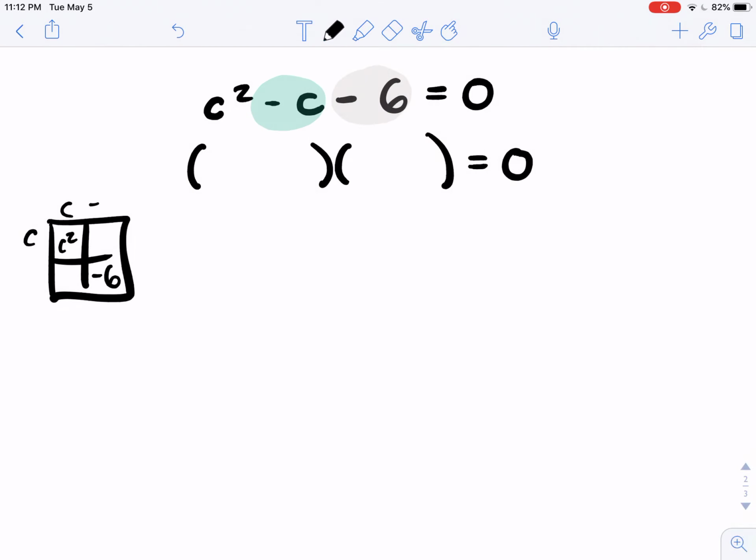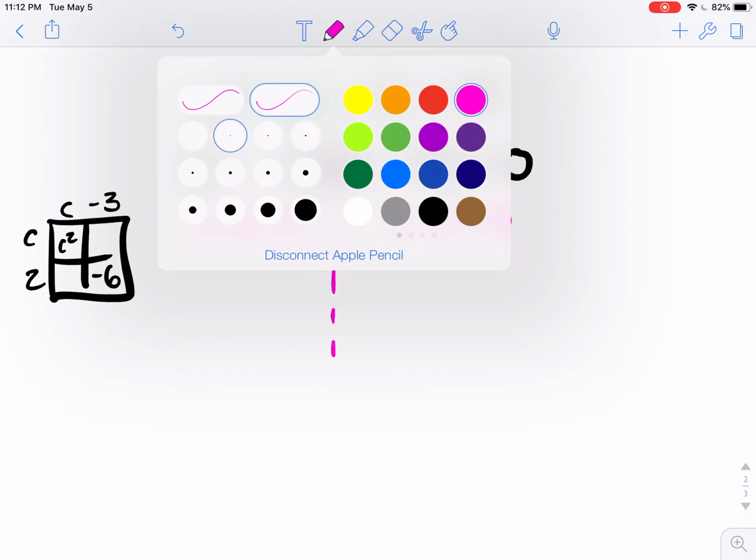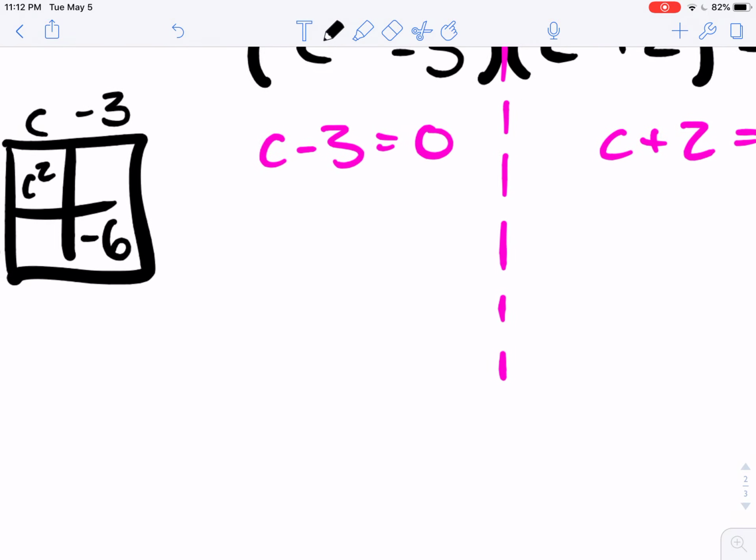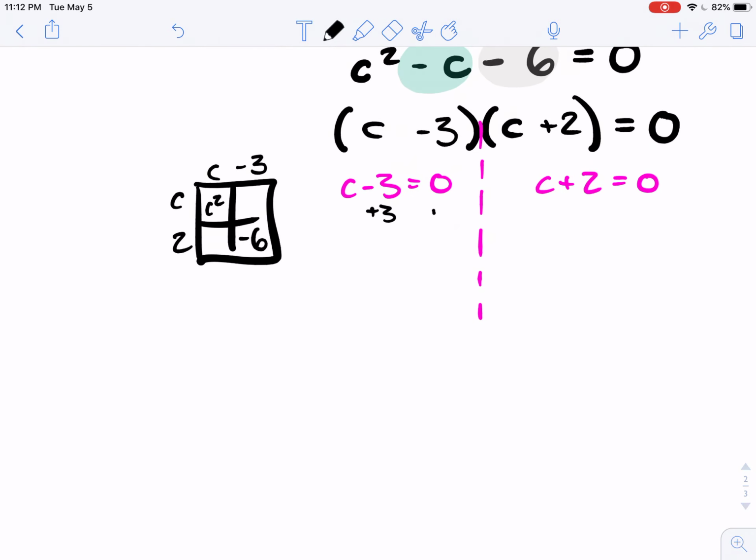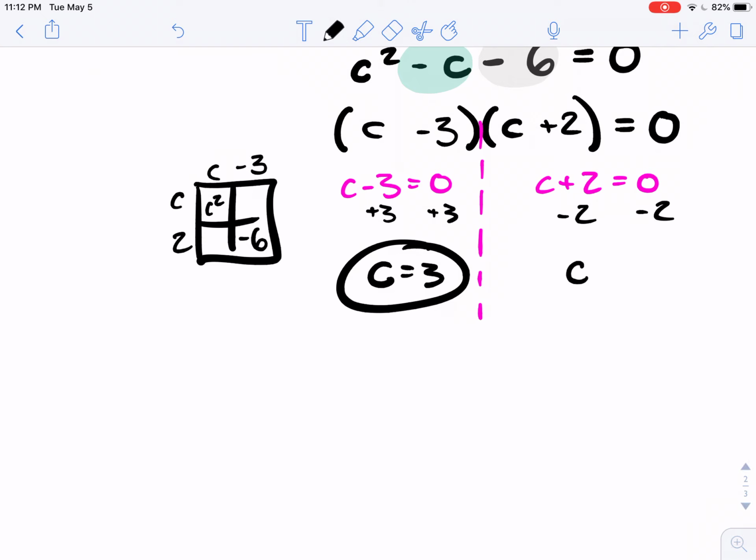And we will want negative 3 and a positive 2. So negative 3, positive 2 are our factors. Now to solve this, we need to set each factor equal to 0. So we have c minus 3 equals 0, and c plus 2 equals 0. Solving on this side, we add 3 to both sides. So c is 3. On this side, we subtract 2 from both sides. C is negative 2.